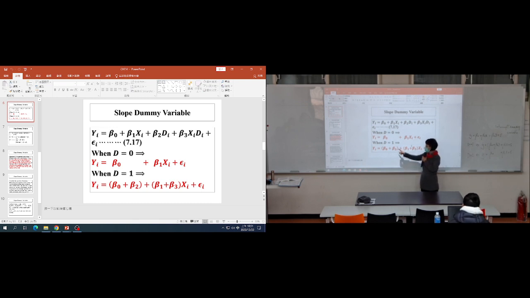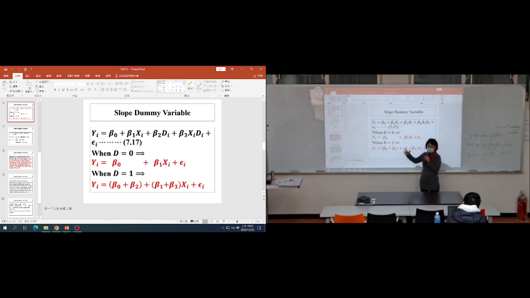By the way, if beta 2 and beta 3 are not significant, what do we mean by that? If we have the data and after we do the analysis these 2 are not significant, what do we mean by that? No matter starting salary or the increment in the future, there is no discrimination between men and women.